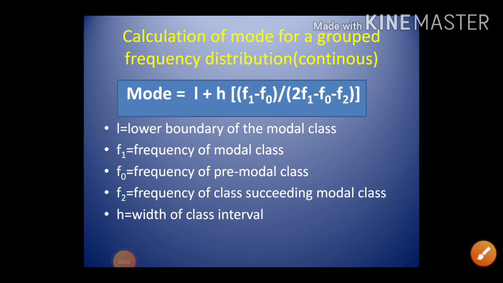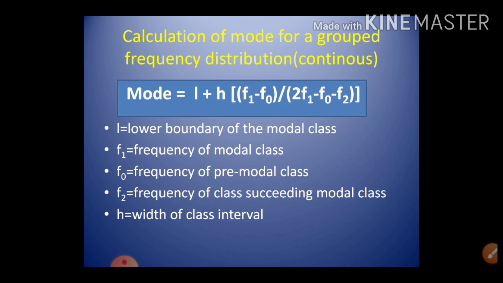Calculation of mode for a grouped frequency distribution or continuous data. The formula for calculating mode for continuous data is L plus H into F1 minus F0 divided by 2F1 minus F0 minus F2. Here, L is the lower boundary of the modal class, F1 is the frequency of the modal class, F0 is the frequency of the pre-modal class, F2 is the frequency of the class succeeding the modal class, and H is the width of the class interval. I repeat, the formula for calculating mode is L plus H into F1 minus F0 divided by 2F1 minus F0 minus F2.